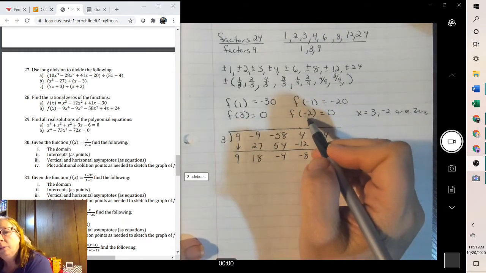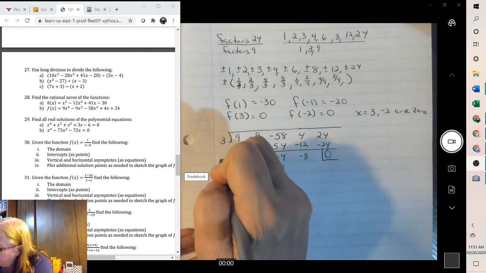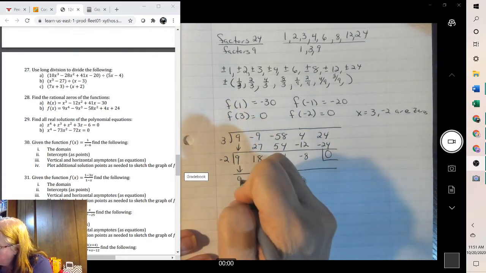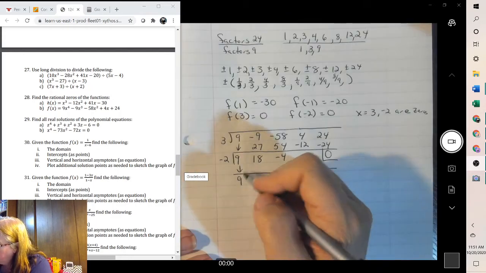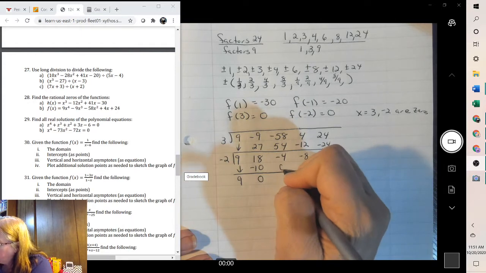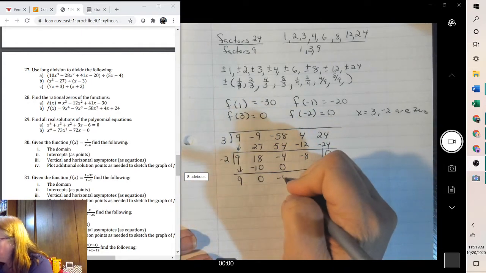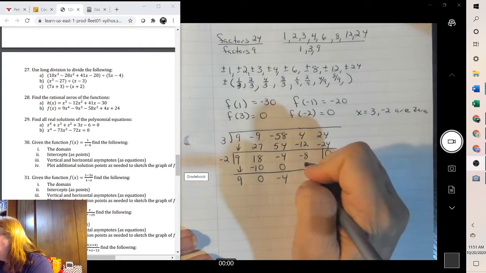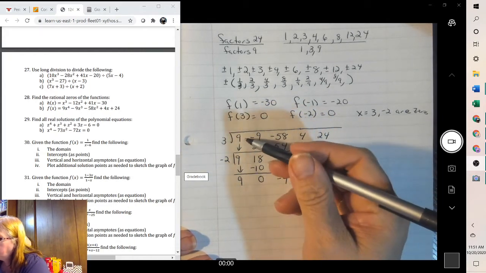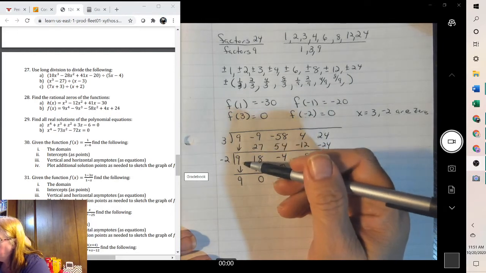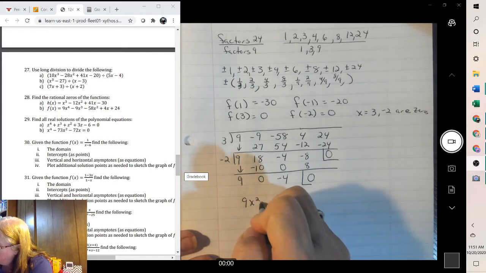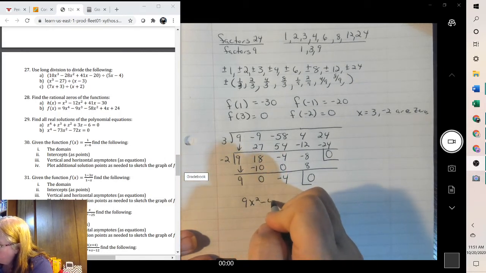I found another one which was negative 2, so I can just divide again. Bring down my 9. Negative 2 times 9 is a negative 18, which gives me 0. Negative 2 times 0 is 0. Bring down the negative 4. Negative times negative is a positive 8, remainder of 0. This was to the 4th power. This would be cubed. This would be squared. 9x squared, 0x, minus 4.